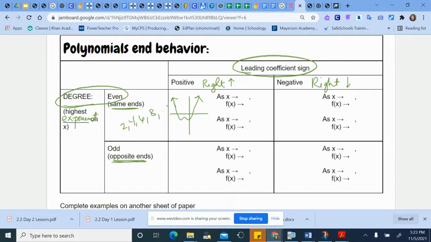Even exponents. So if we look at the left side, well, the right side's the easy part. As x goes to the right, it's going up because the leading coefficient was positive. So as x goes to positive infinity, the function also goes to positive infinity. Now, because it's even, the left side does too. And the way we say the left side is as x approaches negative infinity.